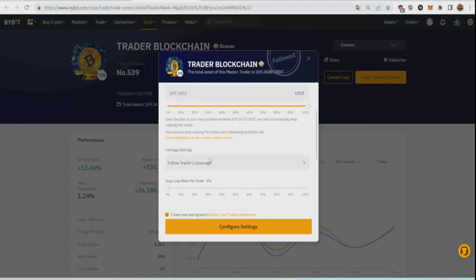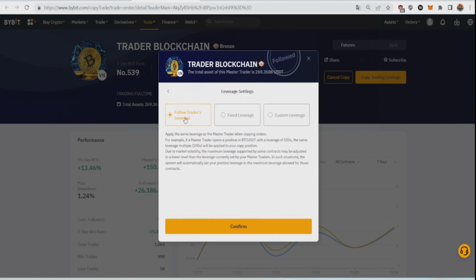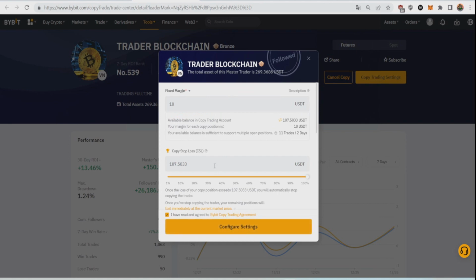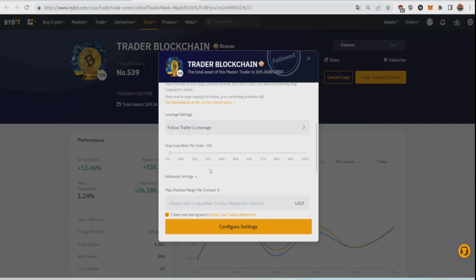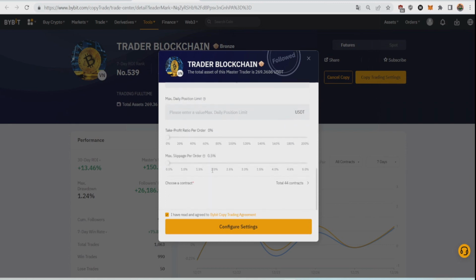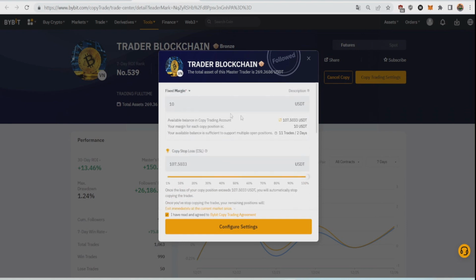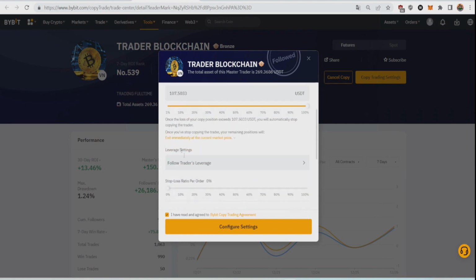Then always leverage settings. Be sure to click on follower's trader's leverage. Like, don't do fixed or custom, guys, because these guys have done thousands of trades without losses. They know what to do, and you being greedy will only lose you money. And the other things here, you can just ignore them, and once you set up the right margin, just click on configure copy trading settings.